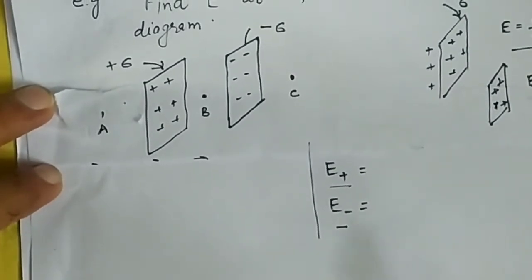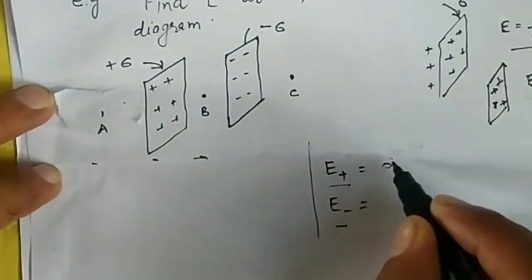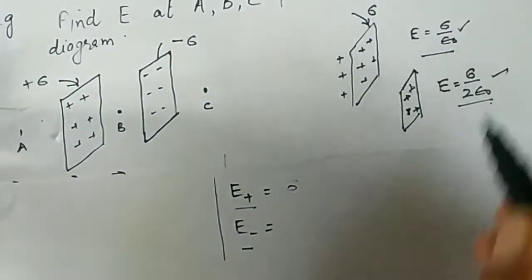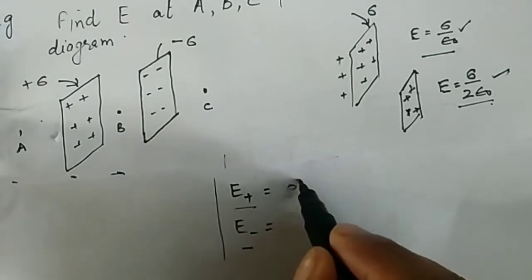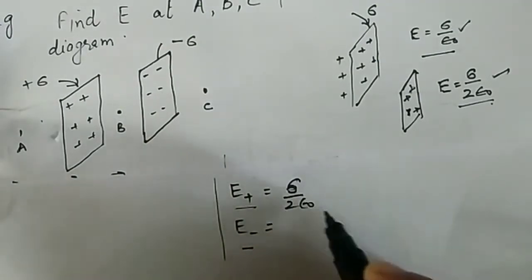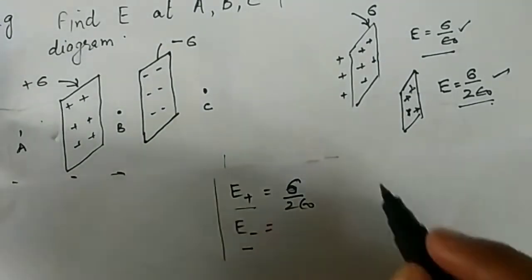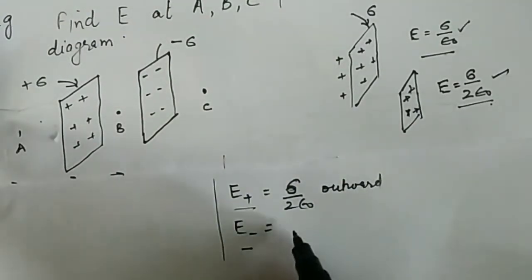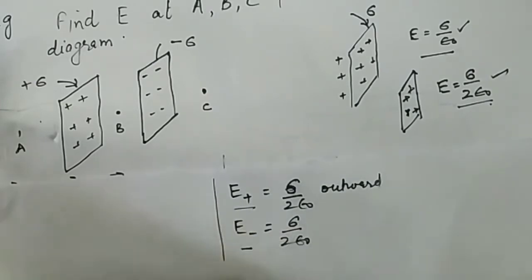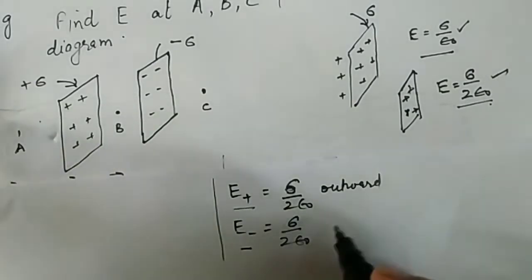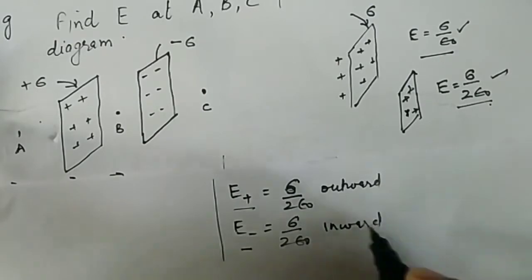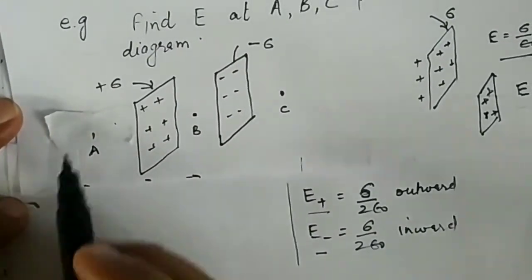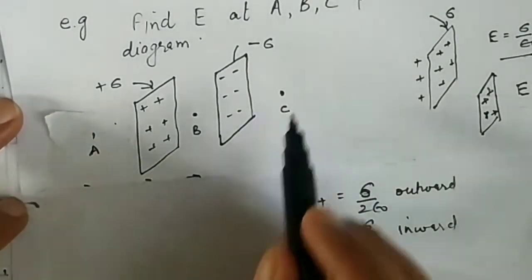So the electric field will be sigma by 2 epsilon naught for one sheet, and here also it is sigma by 2 epsilon naught. For positive charge, the electric field lines are outward, so the direction is outward. Similarly, for the negative sheet it is sigma by 2 epsilon naught, but inward. Now we will calculate the electric field at point A, then at point B, and then at point C.